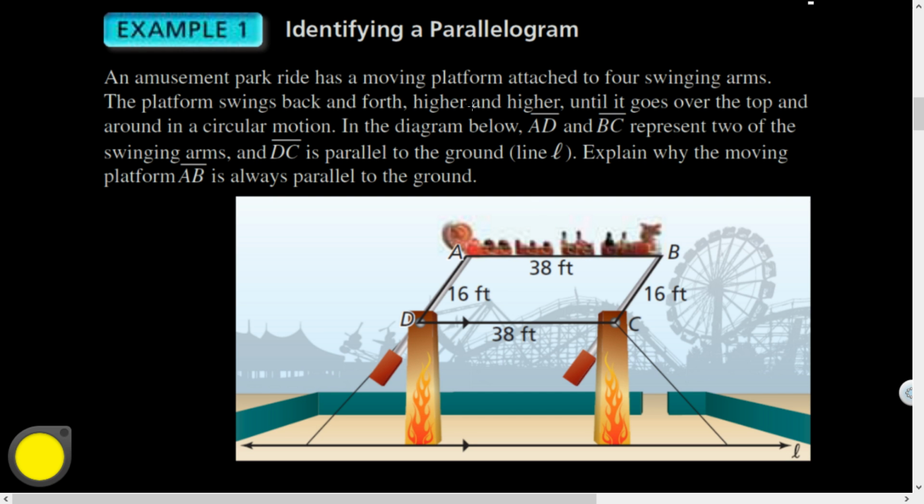It says an amusement park ride has a moving platform attached to 4 swinging arms, and these arms are congruent to each other. Those are both 16 feet by def of congruent. They're congruent. All right. DC is parallel to the ground line. Okay, I like that. Explain why the moving platform is always parallel to the ground. Well, if this is 38 for that distance and that's 38 for that distance, those are congruent by def of congruent. And then I would say that ABCD is a parallelogram.